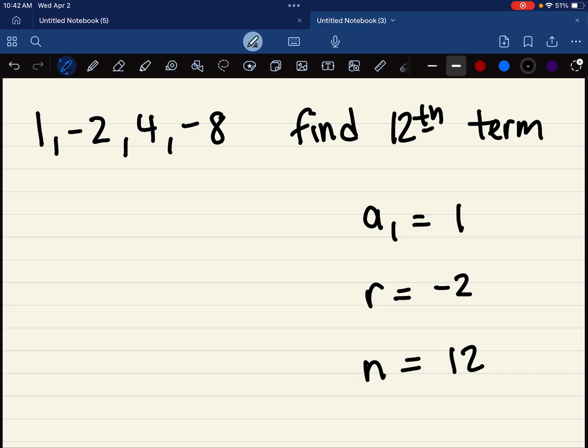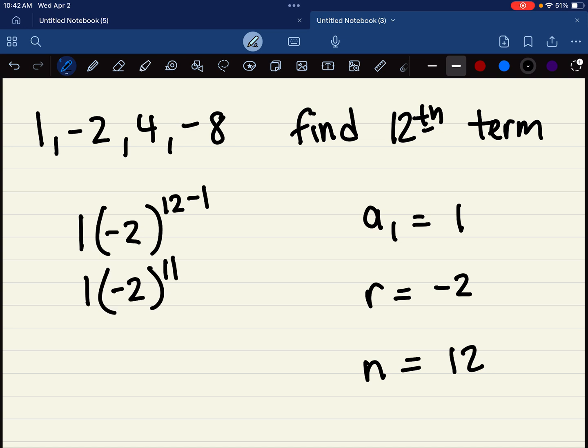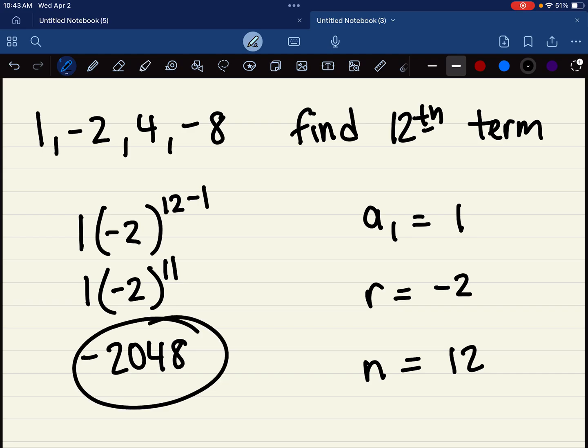Okay? So, to solve, what do I start with? Which of those numbers? 1, the first term. What number's in parentheses? -2. To what power? 12 minus 1. 11. Okay? So, 1 times parentheses, -2 to the 11th. So, really, in your calculator, you could just do -2 to the 11th because multiplying by 1 isn't going to change your answer. -2048.